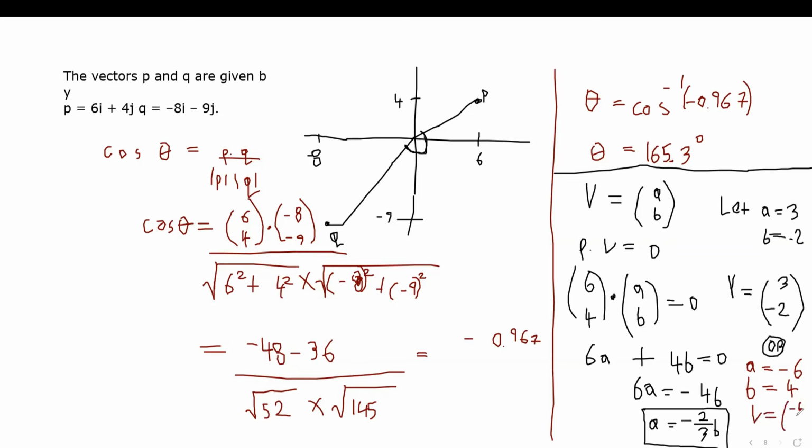So that's easy. You just choose a value you want for A and B, and you're done. They give you 5 marks for doing that. Imagine, 5 marks for this, and you get (3, -2) or (-6, 4). Easy, isn't it?